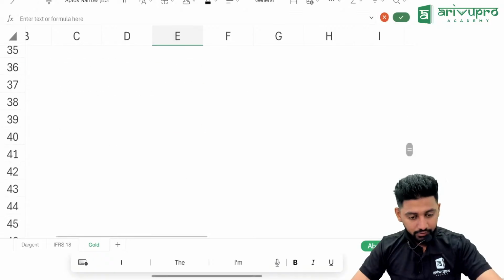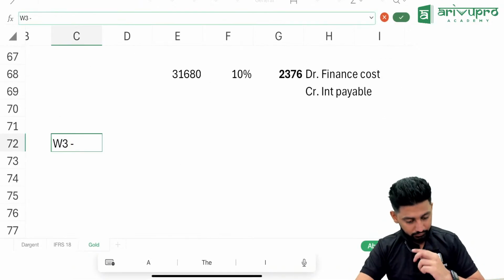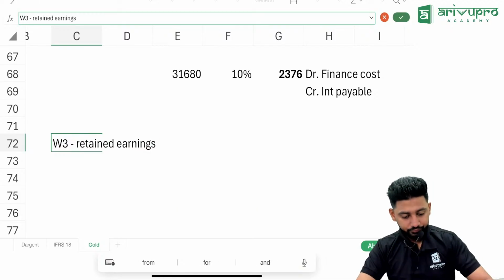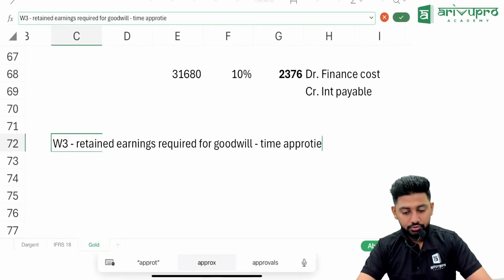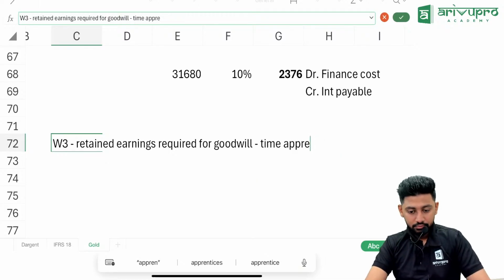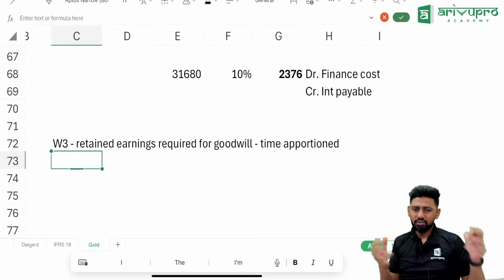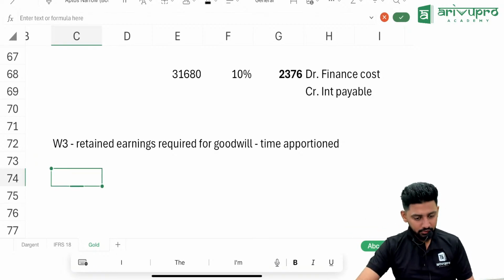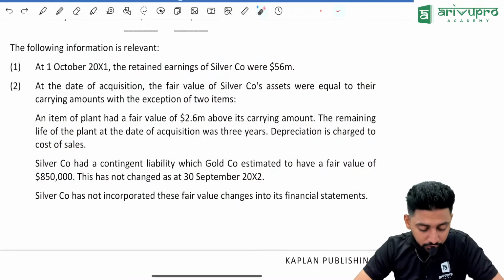So what I would do is, okay, working number 3, retained earnings required for goodwill, time apportion, so that I don't forget. Now guys, in the exam, as and when you want, you can have small notes for you to always come back and check. Okay? Working 3 done. Working 4. What do they say?